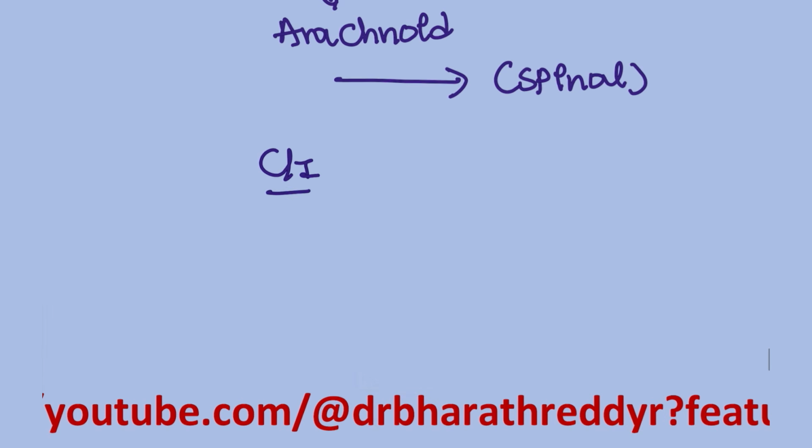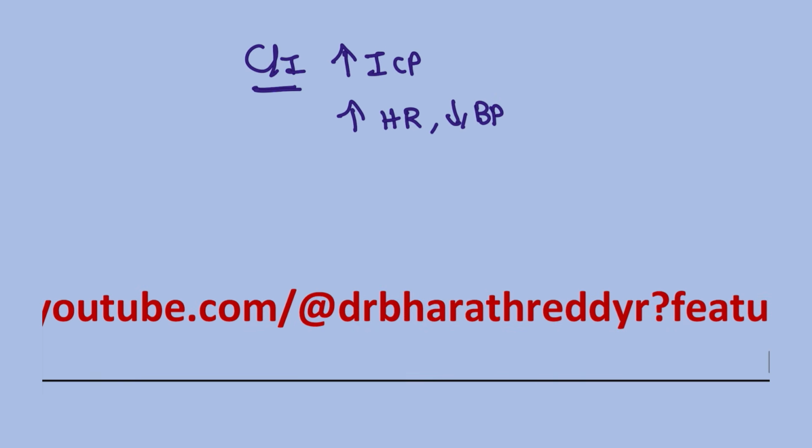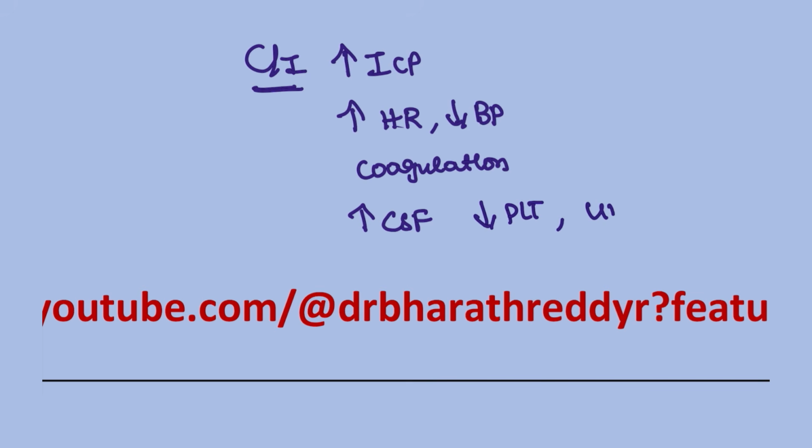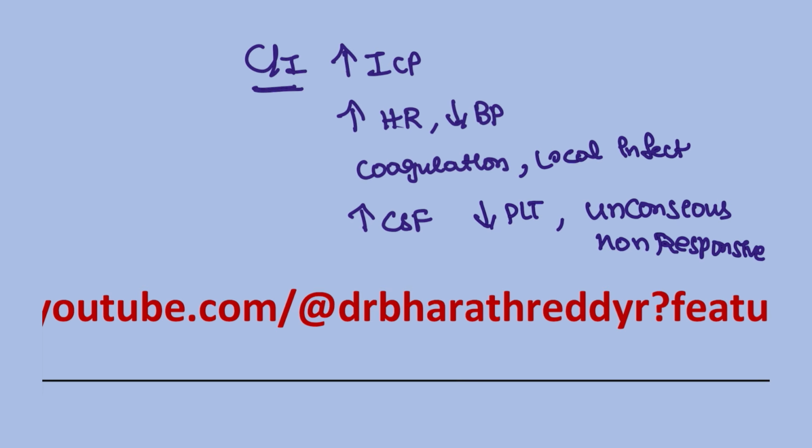And what are the contraindications for spinal anesthesia? If the patient has increased intracranial tension, you should not give it. If the patient has increased heart rate and decreased BP, which is a shock condition, you are not going to give this. Also patients who have coagulation disorders, you are not going to give. Increased CSF pressure, we are not going to give. And if the patient has low platelets, this also risks bleeding, and here also we are not going to give. If the patient is unconscious or non-responsive, it is not given. And also local site infection, we are not going to give.